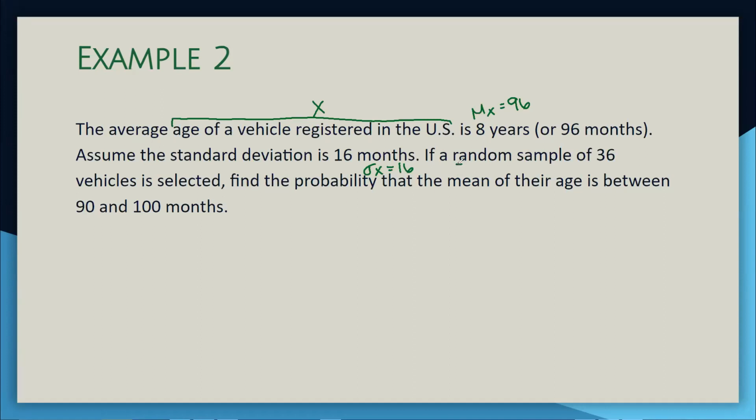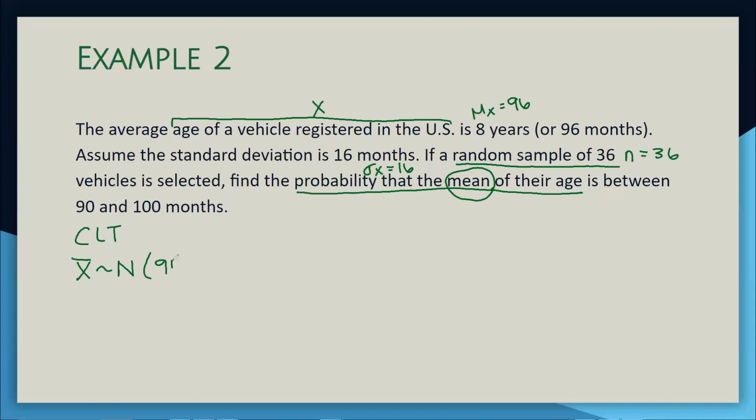They then say, we're going to collect a random sample of 36 vehicles. So n equals 36. And we want to find the probability that the mean of their age is between 90 and 100 months. And we decided based on those two pieces of information, this is the central limit theorem problem. We know that the sample means should be normally distributed with an average that's the same as the raw data and a standard deviation that is the standard deviation for the raw data divided by the square root of the sample size. So 16 divided by the square root of 36.